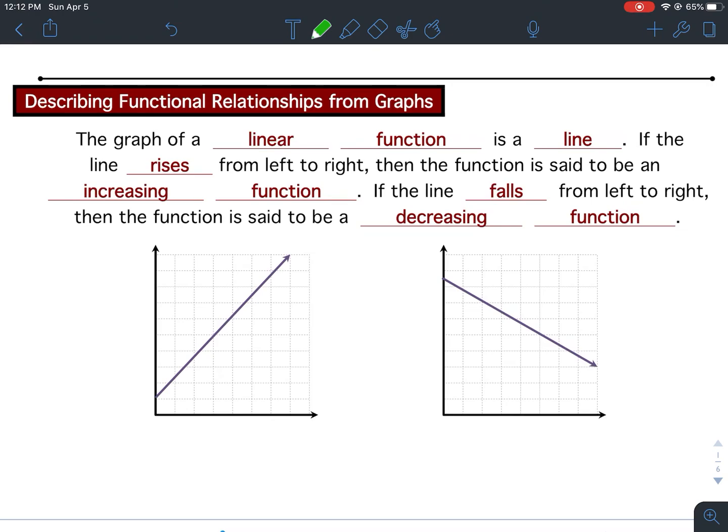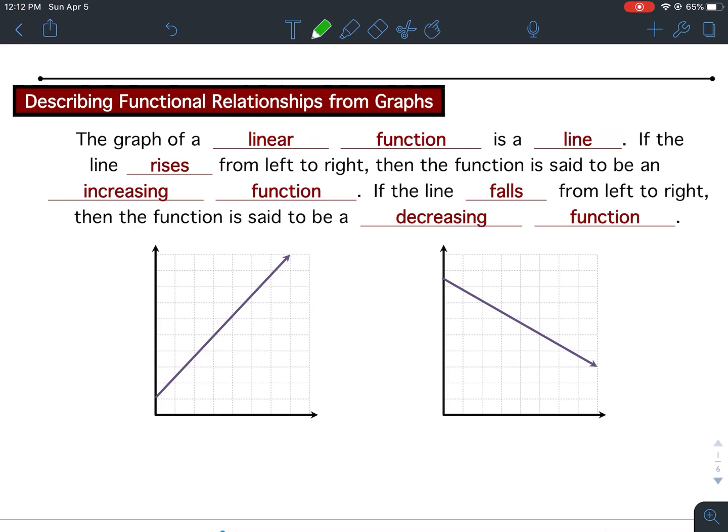The graph of a linear function is a line. If the line rises from left to right, then the function is said to be an increasing function. If the line falls from left to right, then the function is said to be a decreasing function. None of this should be new. First of all, we've talked about the word linear before. The word linear has the word line in it. And remember, the definition of a line means it is a straight line. Straight is part of the definition of a line.